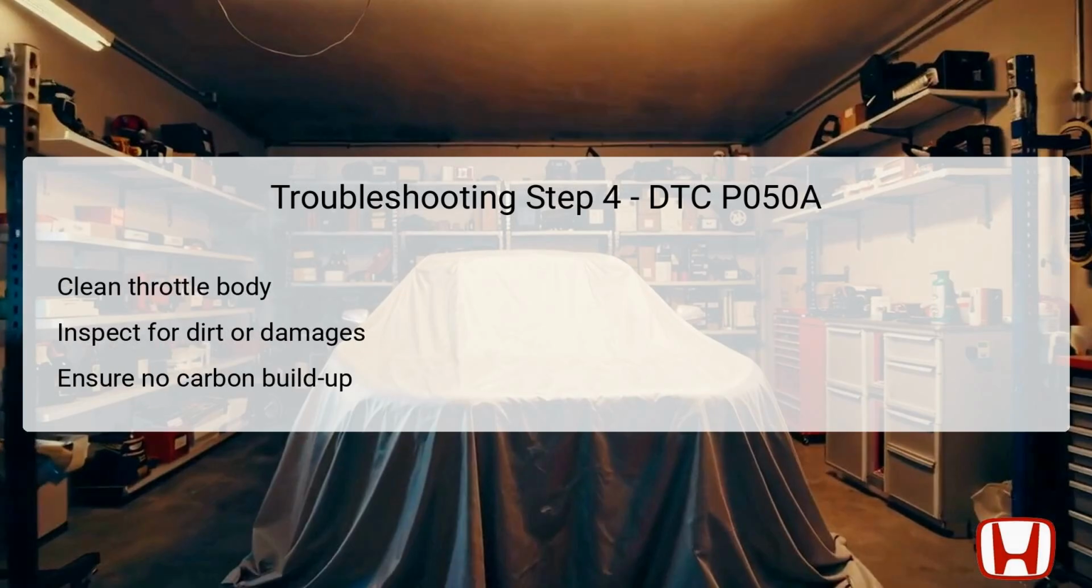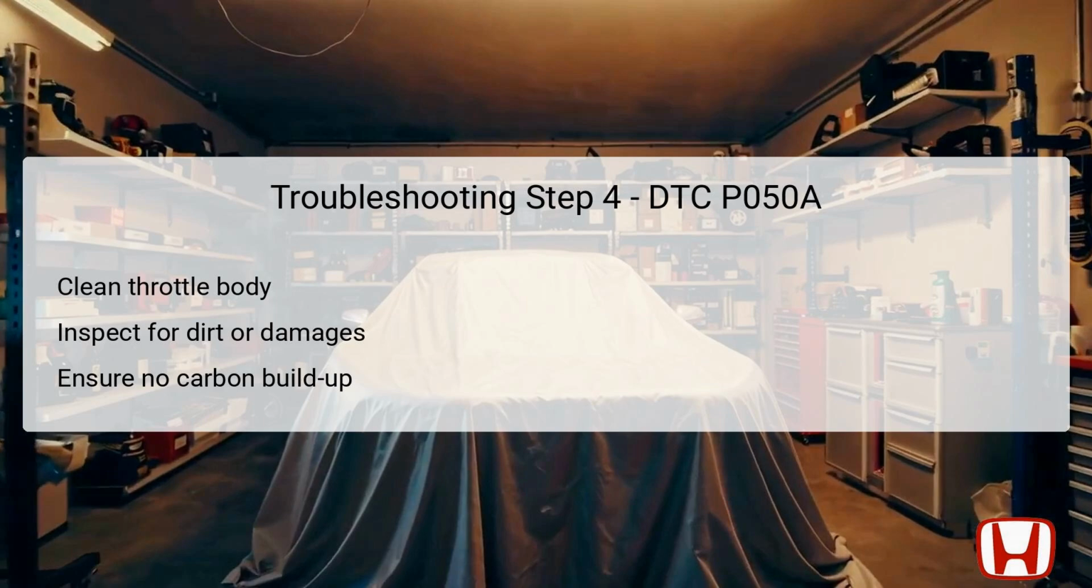In this step, you'll need to prepare for cleaning the throttle body, which involves disconnecting the throttle body inlet hose. Thoroughly cleaning the throttle body is essential, as buildup over time can impair its function and affect airflow control. After cleaning, inspect the throttle valve and bore for dirt, carbon deposits, or any signs of damage. Even minor obstructions can greatly disrupt airflow and trigger DTC P050A. Technicians should confirm there are no residues or damages and ensure that the throttle body functions smoothly.